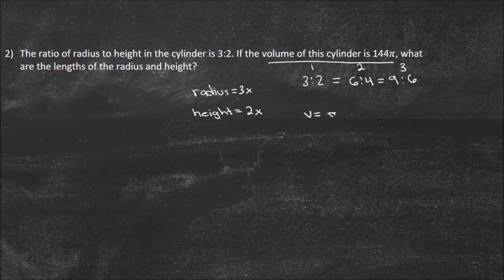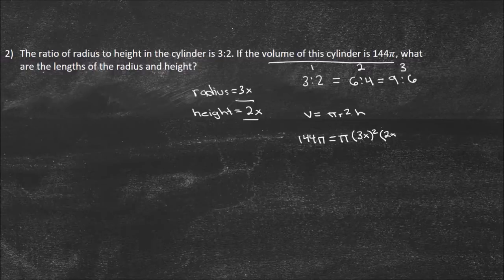So we know volume equals pi r squared times h. Okay, and I also have some variables here. So first I know the volume, it's 144 pi. And I also know that I'm going to do pi times r squared times h, but now I'm going to substitute in these variables here. So instead of r, I'm going to say 3x squared, and then instead of h, I'm going to say 2x.